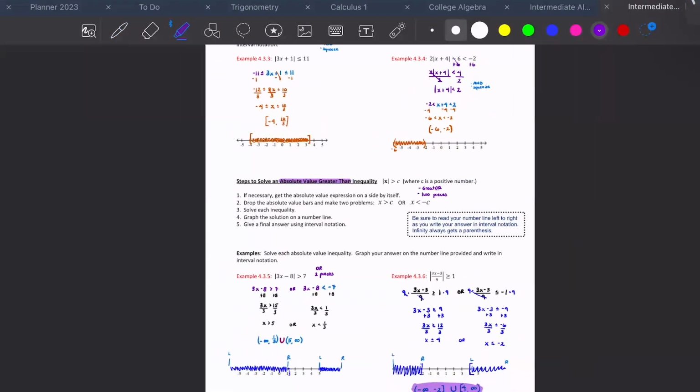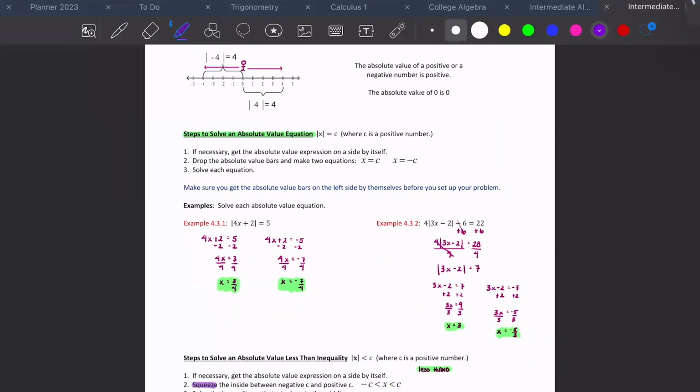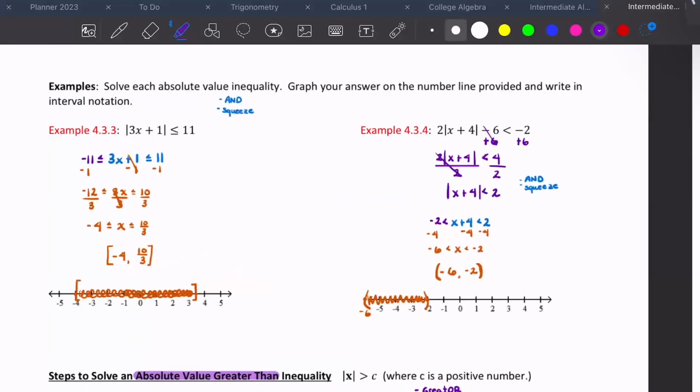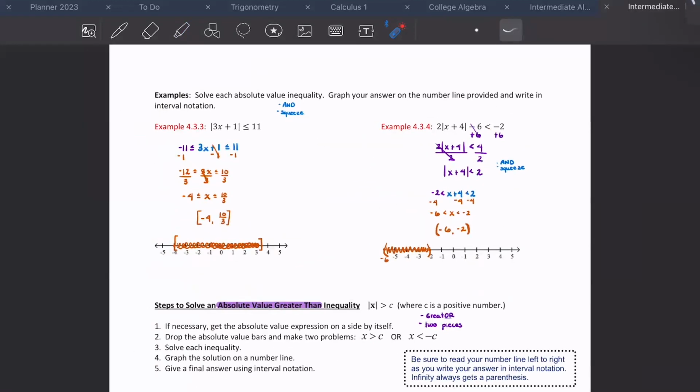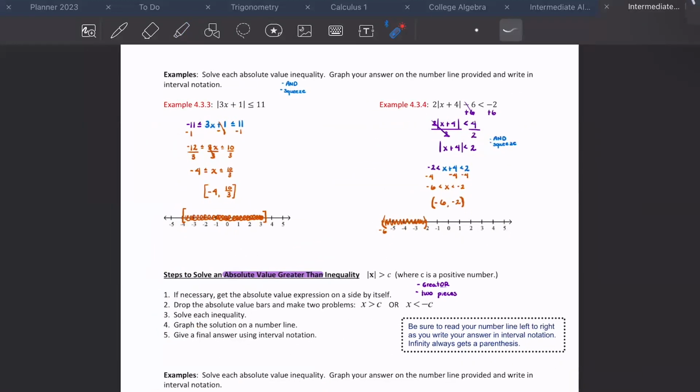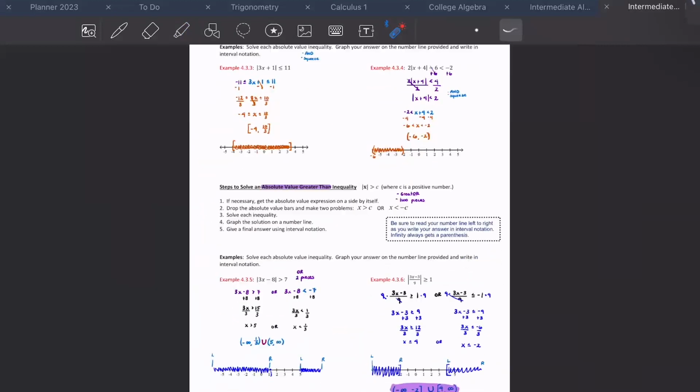And "and" statements have everything in common. Oh, let me go back. There we go. And "and" statements have everything in common. You're shading in the middle. So you make a sandwich, you squeeze them together. Less than, squeeze them together. Make a compound inequality.